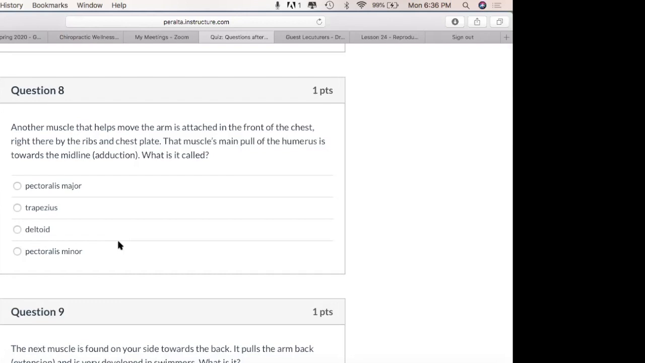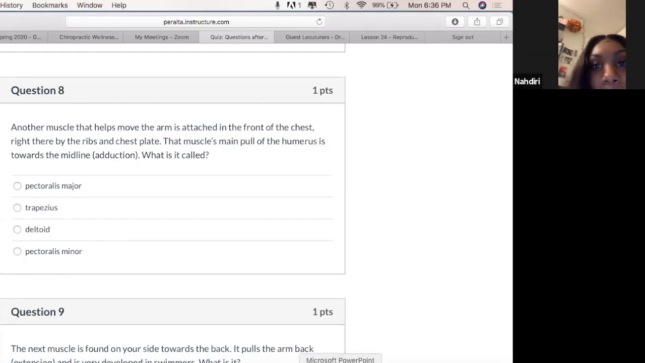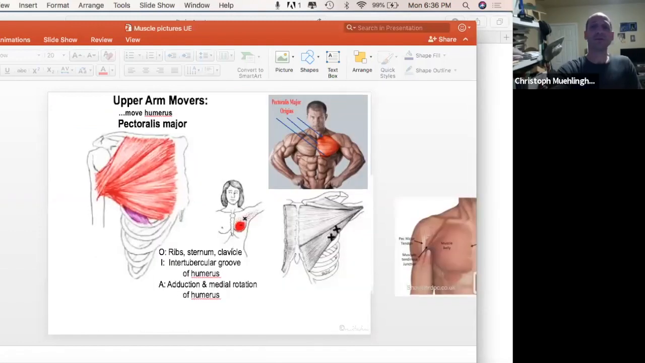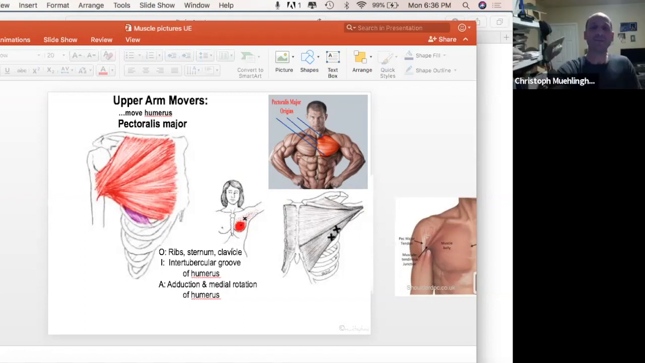On mute. Oh, anybody? I'm looking. That's your fault. There it is. Pectoralis major. You see it? Yeah, it's got to be the pec major.